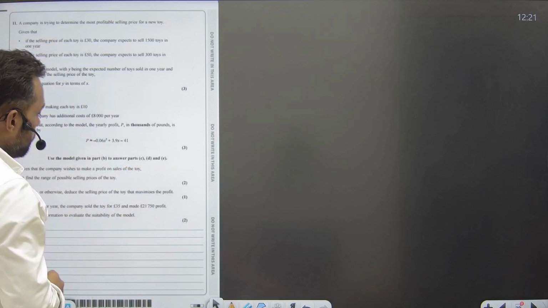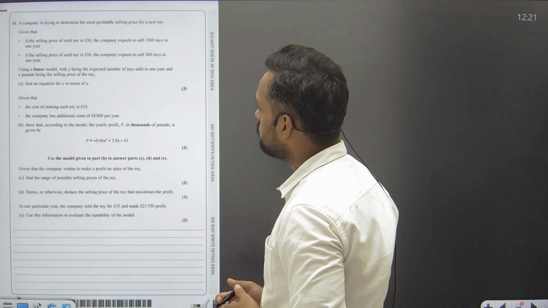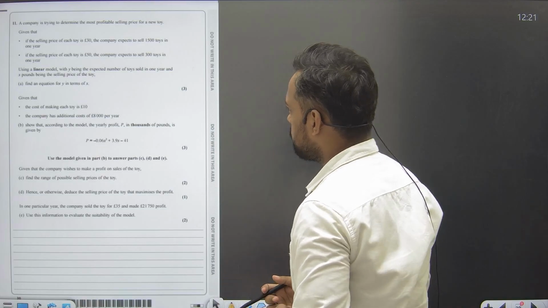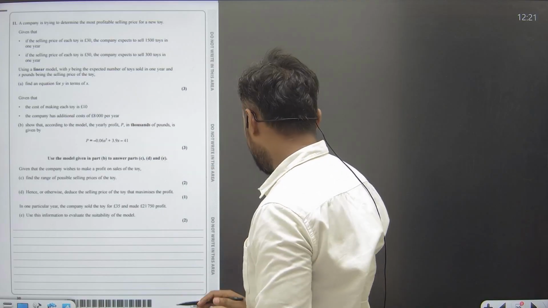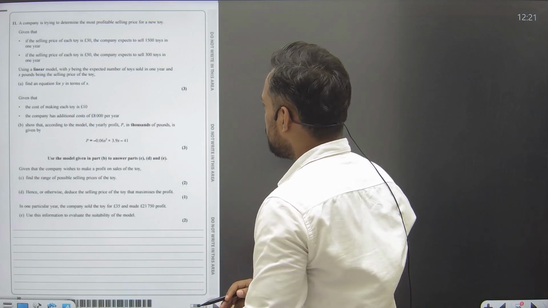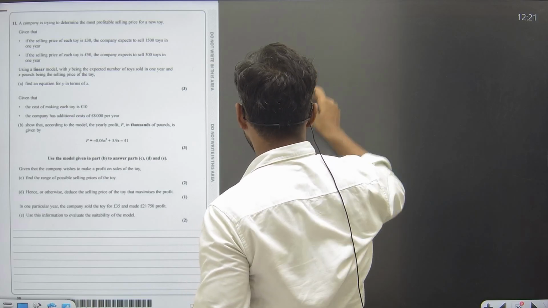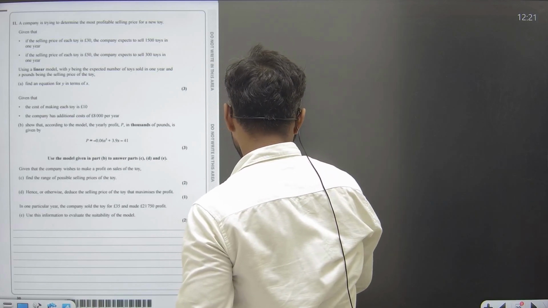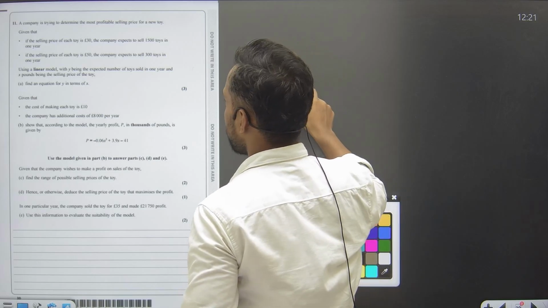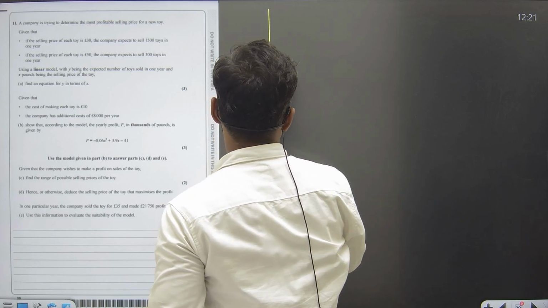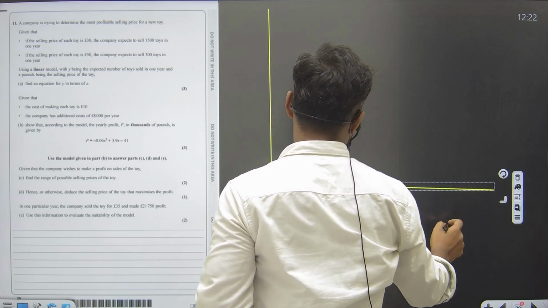Okay, next question is, a company is trying to determine the most profitable selling price for a new toy. They have given certain statements, students, and they have told that we need to plot a linear model. So let's do it. Yeah, we need to plot a linear model. So how will you approach this question? I'll tell you the method, students.